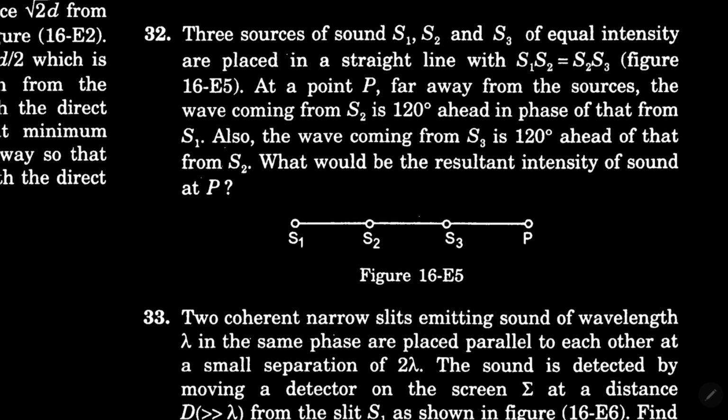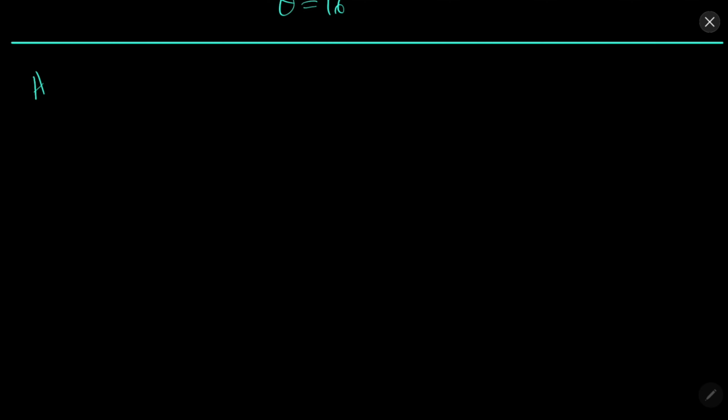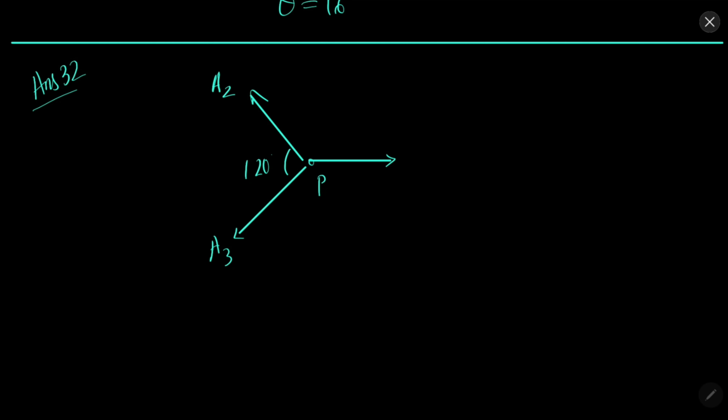In question 32, three sources of sound are there, S1, S2 and S3, of equal intensity. What would be the resultant intensity of sound at P? Solution 32. S1, S2, S3, P, with 120 degree and 120 degree between them.